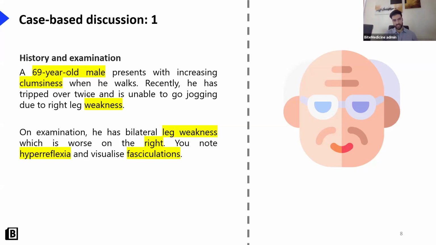Clumsiness and leg weakness, those are fairly non-specific. They could mean anything, but obviously those are worrying symptoms. He's got bilateral leg weakness, which is worse on the right. So it's worse on one side, but it is bilateral. So hyperreflexia, for those of you who don't know, is an upper motor neuron sign, and fasciculations are a lower motor neuron sign. So hyperreflexia is upper motor neuron and fasciculations are lower motor neuron. And if you have no idea what I'm talking about, we will go into that.